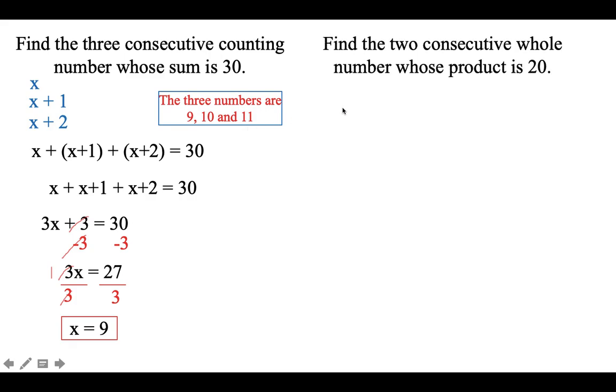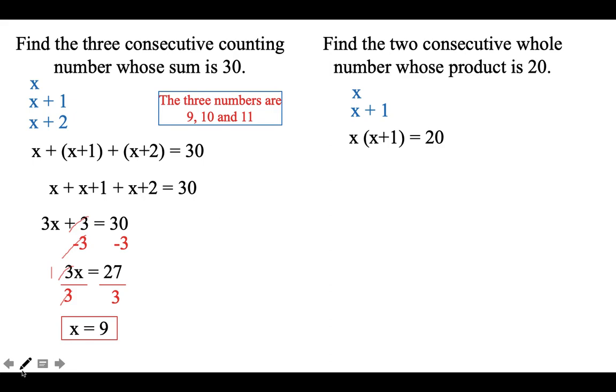For the given number 2, find the two consecutive whole numbers whose product is 20. Since we're looking for consecutive numbers, we'll represent the first number as x and the second number as x plus 1. In this case, we are asked to multiply them, and it should be equal to 20. So this will be our working equation: the first number times the second number equals 20.